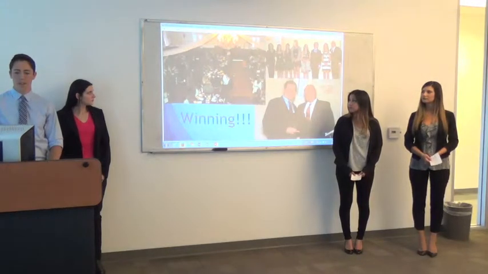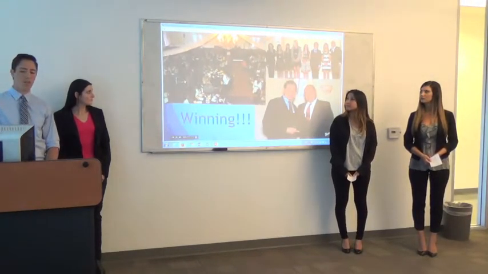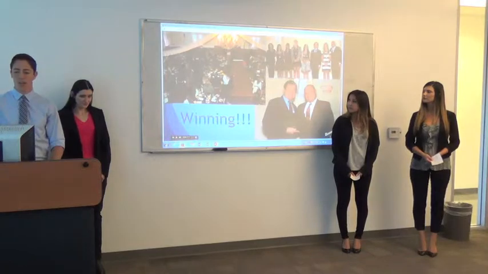A couple pictures from the event. The one on the top left is from the balcony looking down, and then a couple of the awardees.